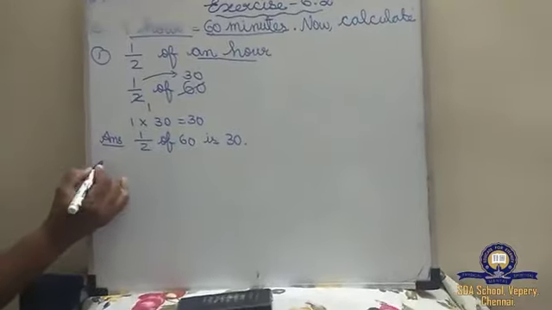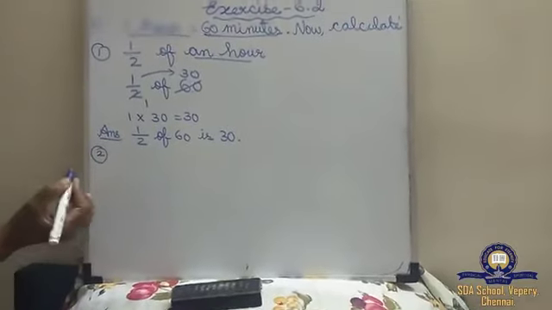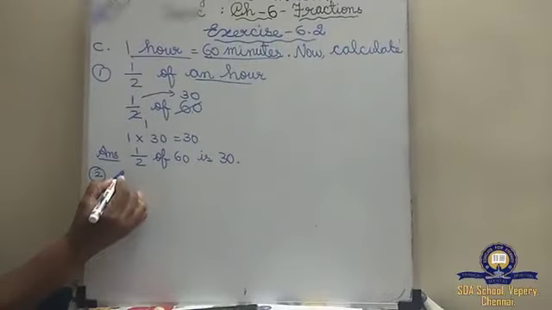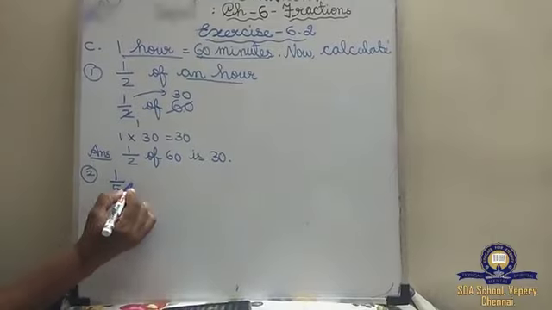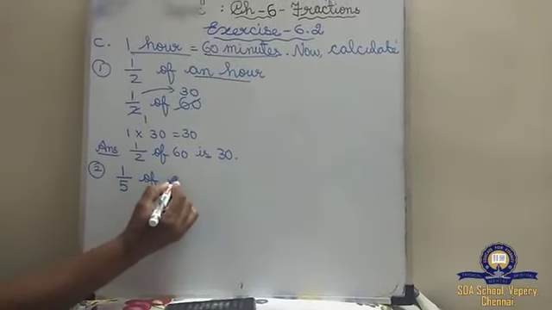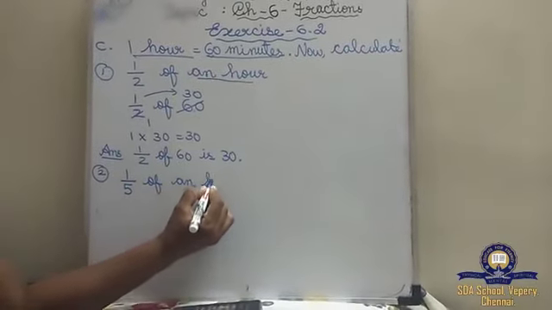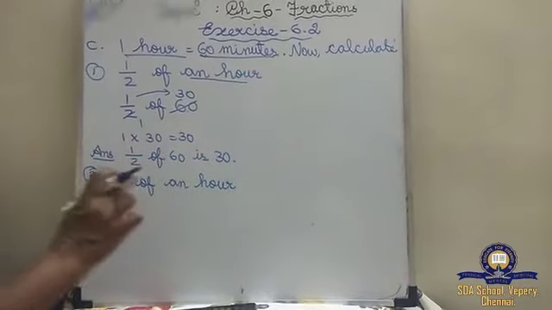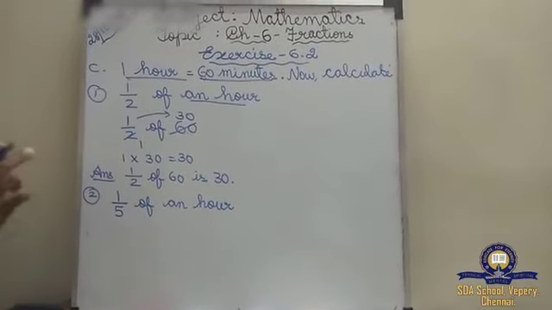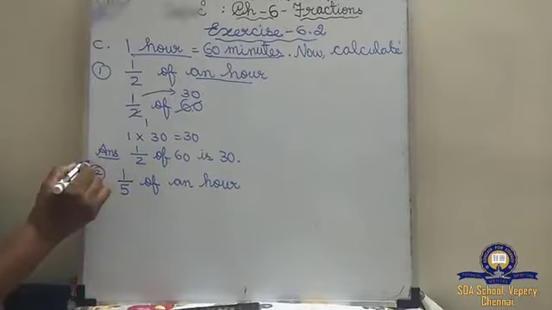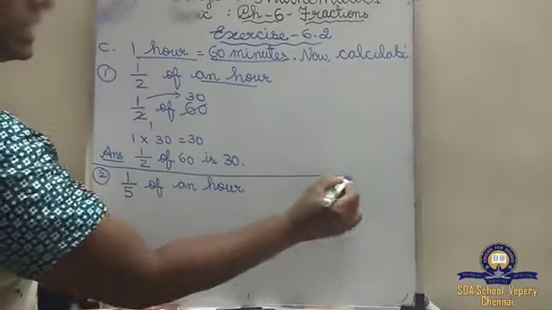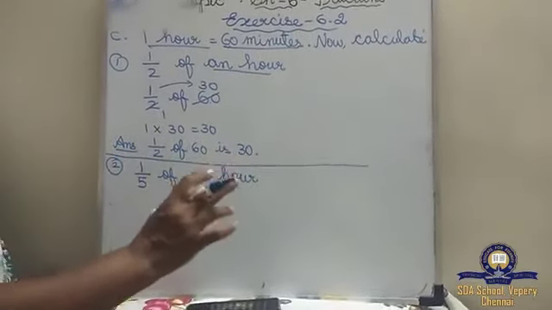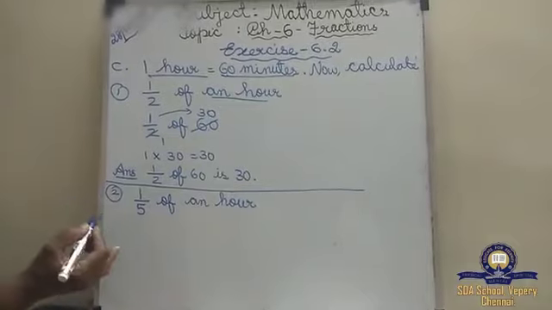And then we'll see the second sum. Second sum, 1 by 5 of an hour. See, children, in between each sum, you have to draw a line with the pencil. You have to draw a line with a scale. Understood, children? Use pencil. You have to draw a line like this so that it will be very neat. Okay, children? You have to draw lines and then leave a line and write.